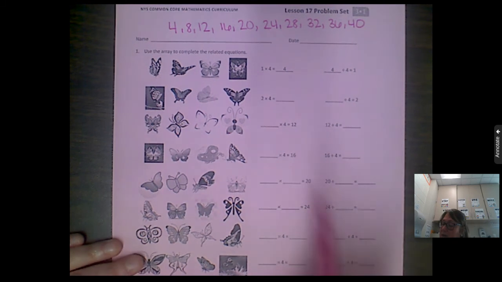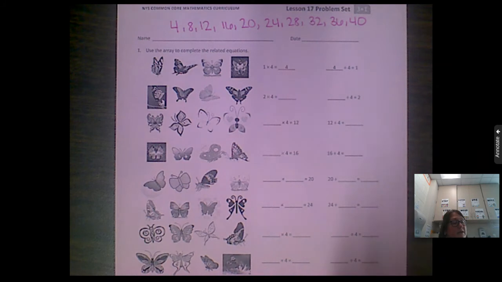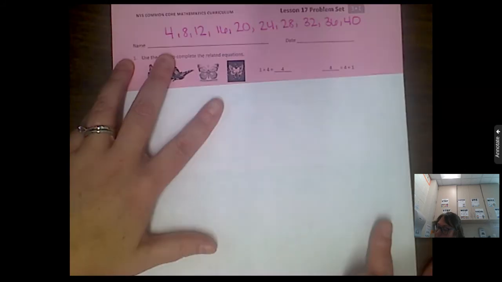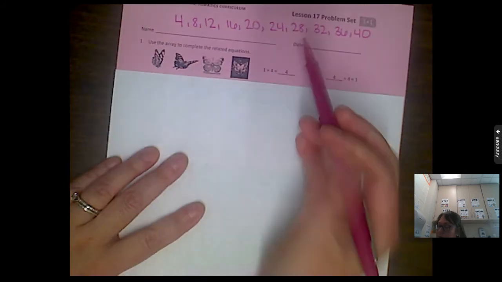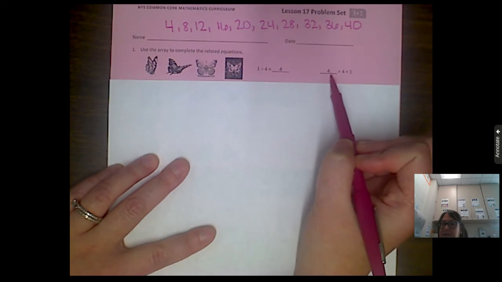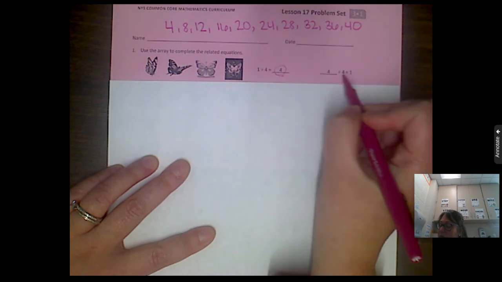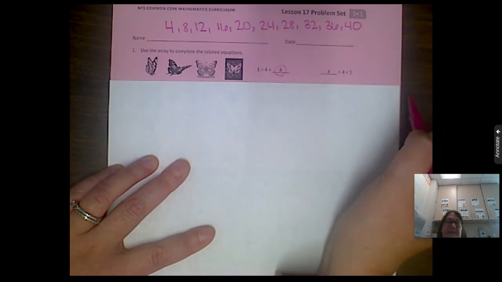All right, so if we take a look, it says use the array to complete the related equations. So if I look at what we have here for this array, right here, I have one row of 4. So 1 times 4 is 4. And then I'm going to turn that into a division sentence. So if I'm dividing, I take that total, which is 4. I'm dividing by 4, which equals 1.